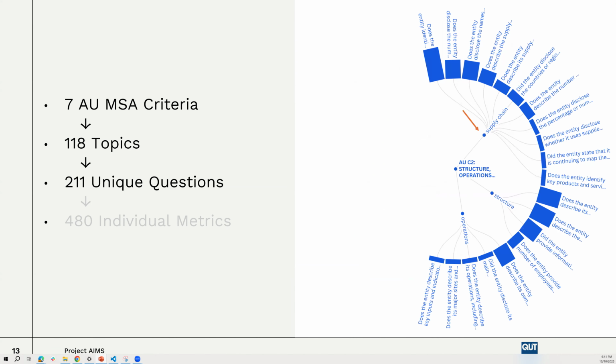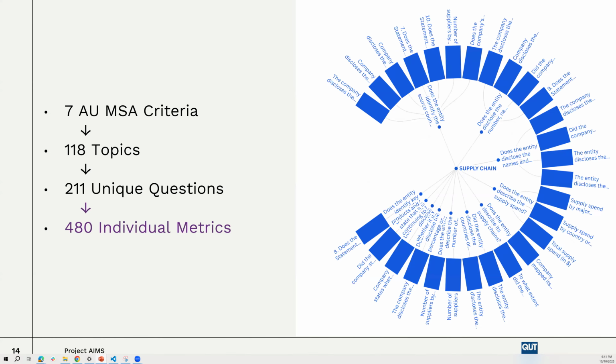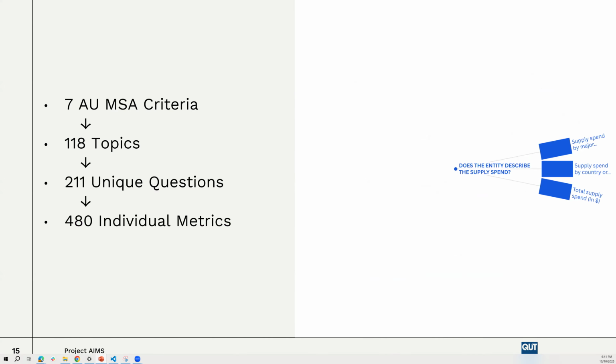And I want to learn a bit more about the supply chain of the corporation. And then I have multiple other questions that I can ask. But for instance, I'm really interested if the company describes the supply chain spend. And if it does that, is that supply chain spend by major suppliers, by country, or by the total spend?